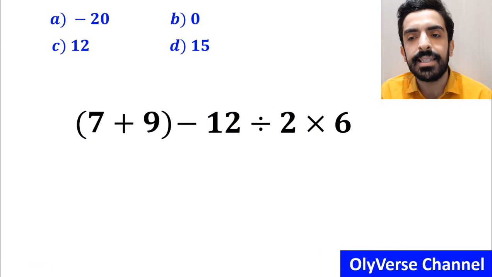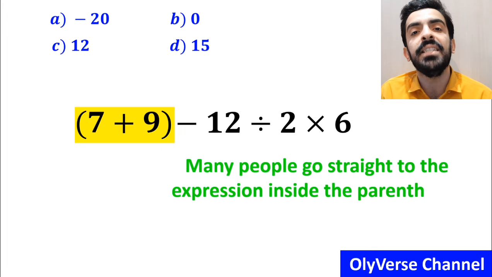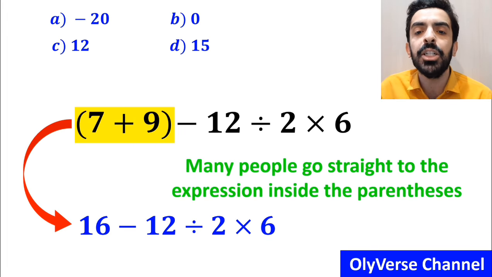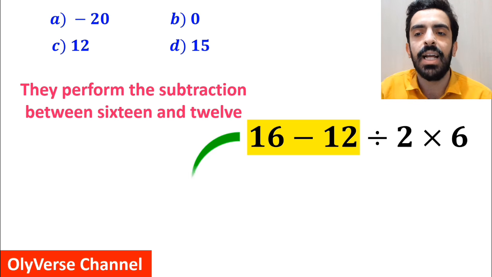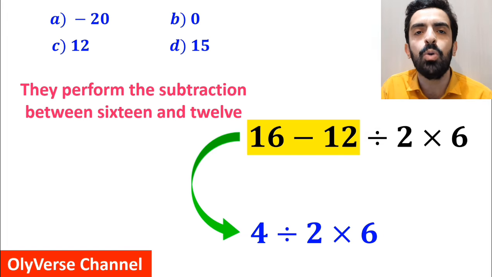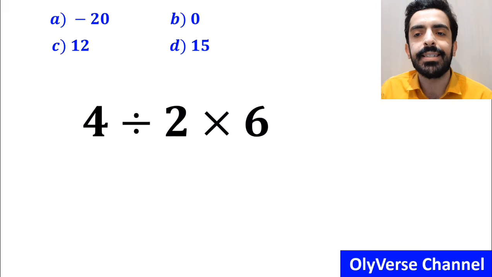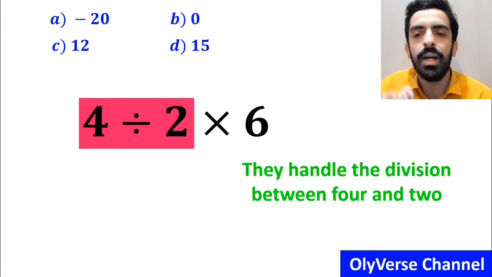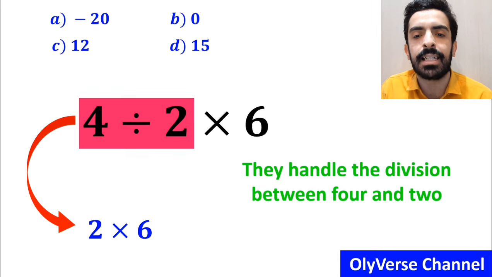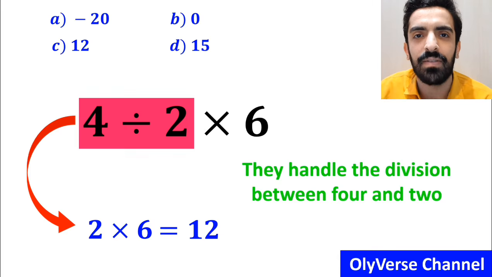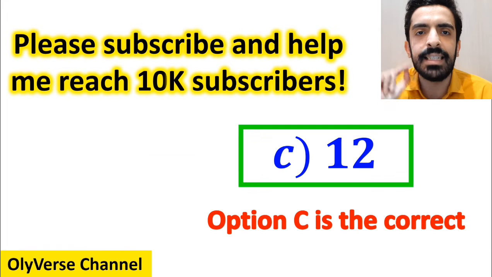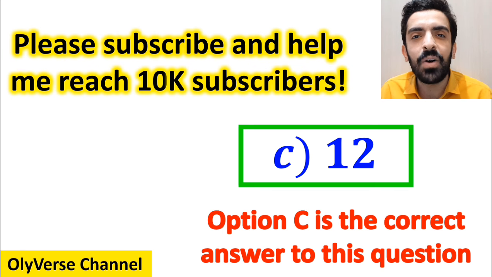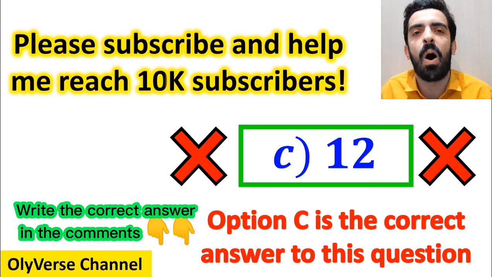In the first step of solving this question, many people go straight to the expression inside the parentheses and simplify the whole expression to 16 - 12 ÷ 2 × 6. In the next step, they perform the subtraction between 16 and 12 and simplify this expression to 4 ÷ 2 × 6. In the final step, they handle the division between 4 and 2 and write this expression as 2 × 6, which eventually gives them the answer 12. Then, without any hesitation, they quickly say that option C is the correct answer to this question. However, this answer is absolutely wrong.